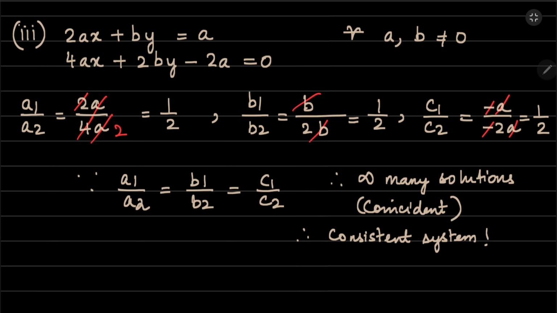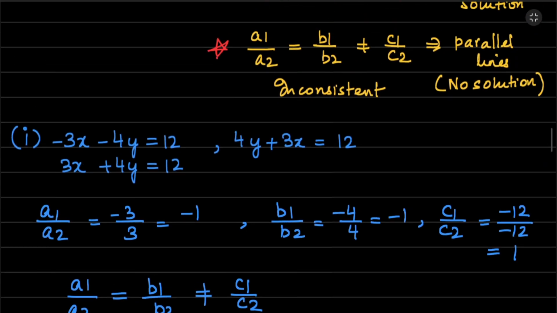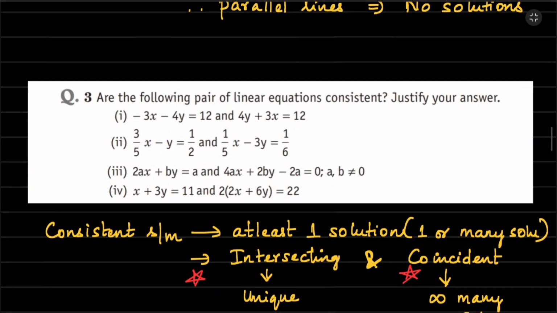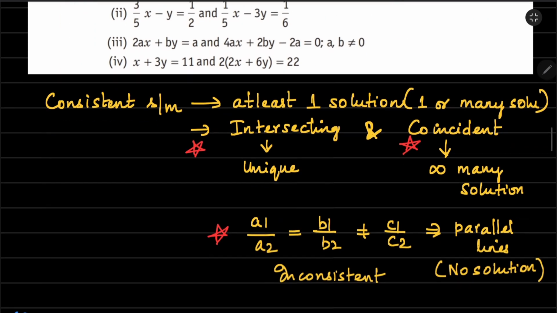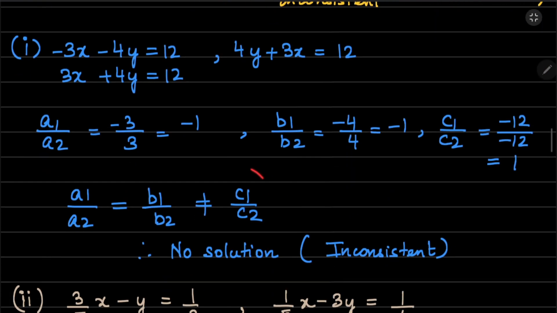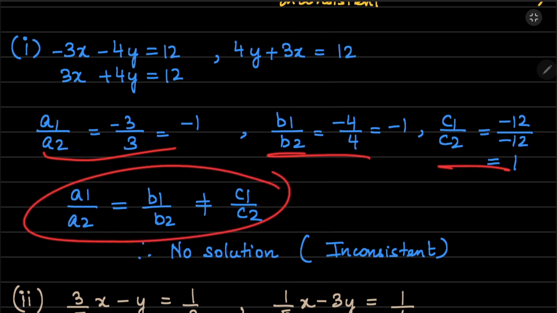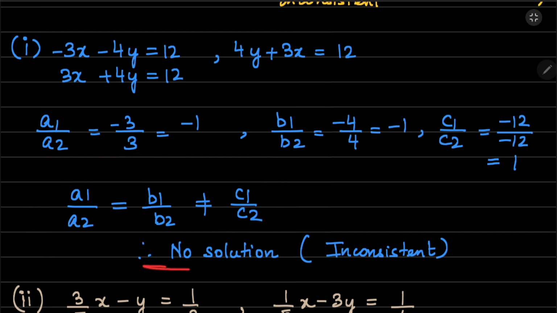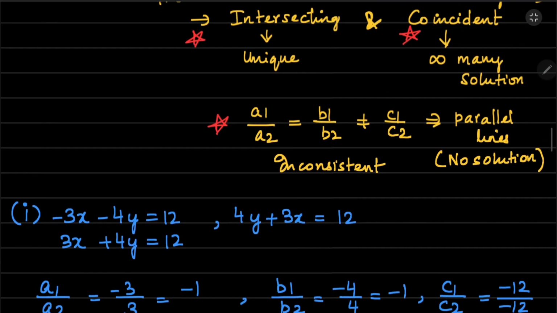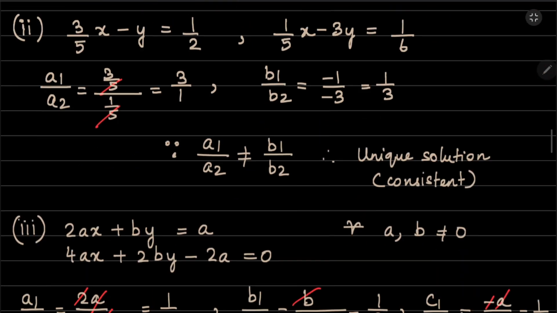So, by just taking the ratio of the three coefficients, a1 by a2, b1 by b2, c1 by c2, and by checking the conditions, you can definitely say whether a given system of equations, or a pair of linear equations, is consistent or not. Justify your answer means you have to justify the way we have justified it. Based on the given, you first write the ratios, justify which condition it falls under, and then write your answer. So that's all about your third question of exercise 3.2. Let's move on to the next question.